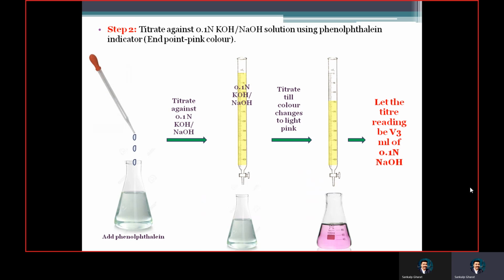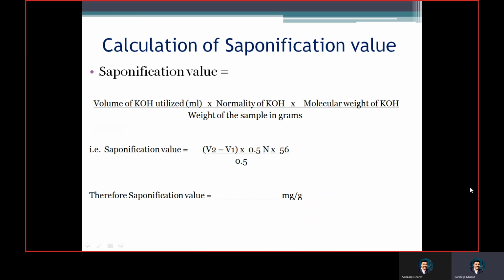So in the previous experiment it was the V1 value, V2 value, and now we have determined the V3 value. We have to just note down all these values, because later on in the calculations we'll be requiring V1, V2 and V3. So this is the experimentation part of the acid value and saponification value.